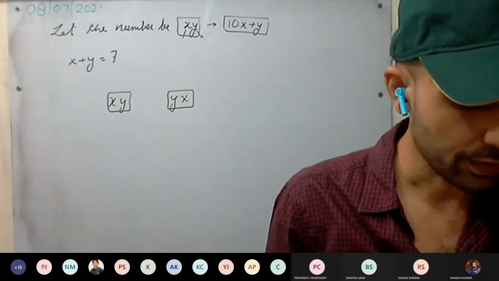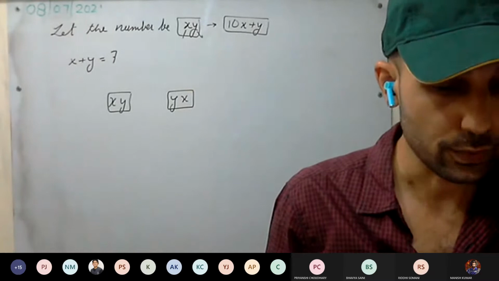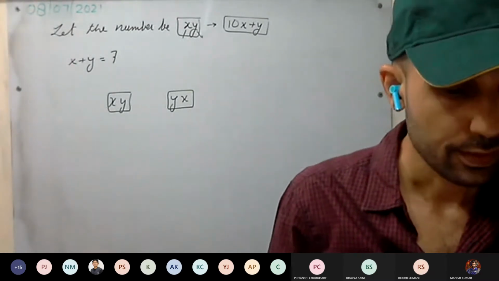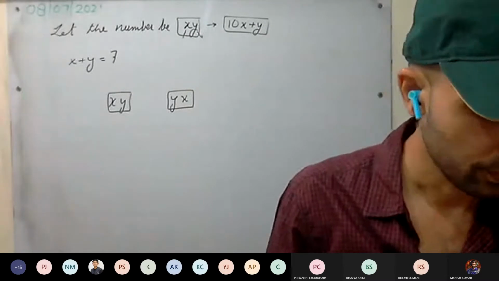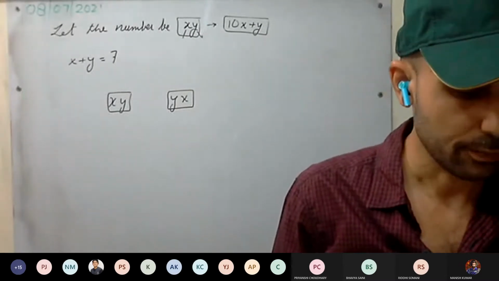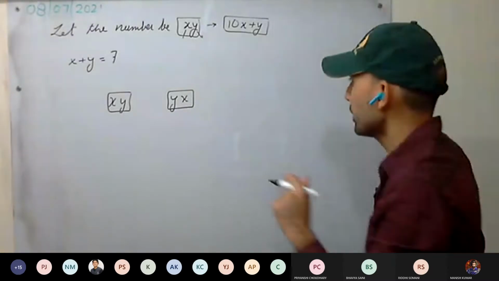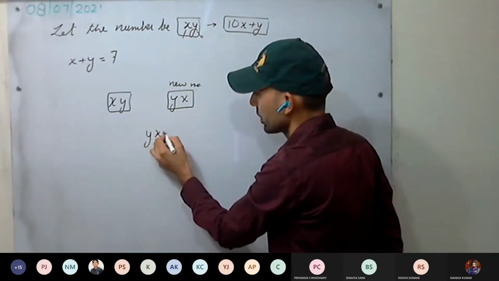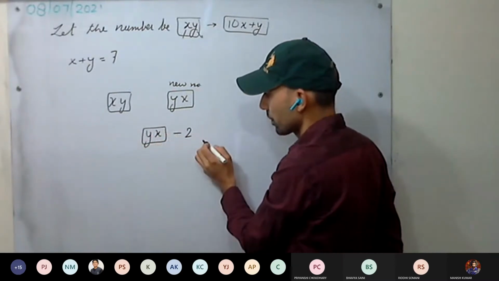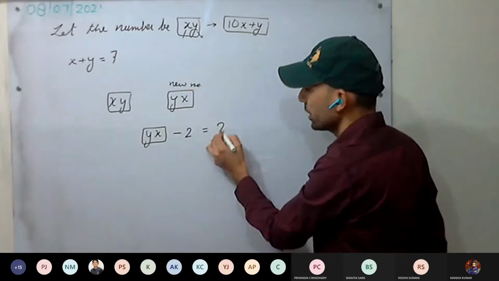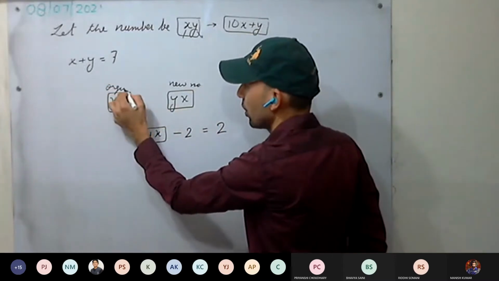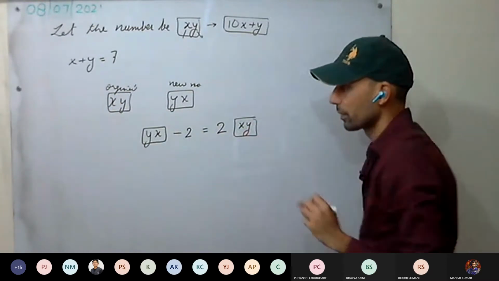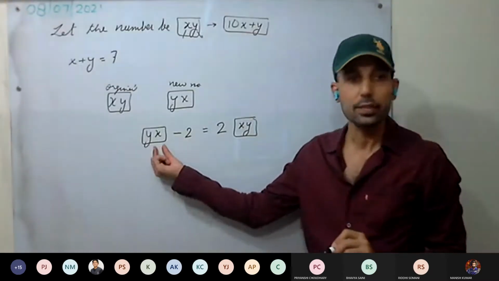13th one. If digits are reversed, the new number decreased by 2 equals twice the original number. The new number is this one. New number decreased by 2 equals twice the original number. This is our original number. Twice the original number. Have you understood this one? New number decreased by 2.